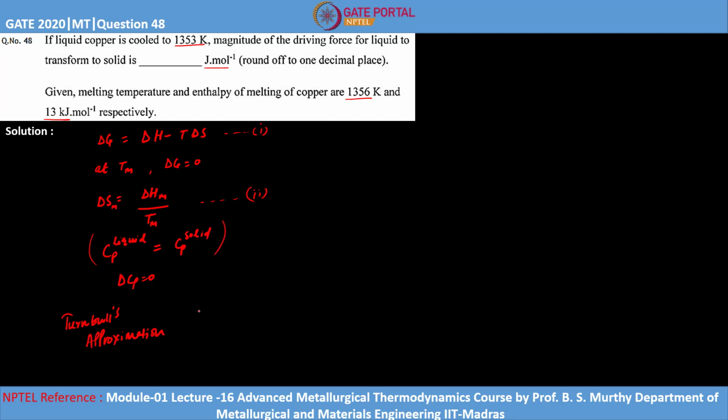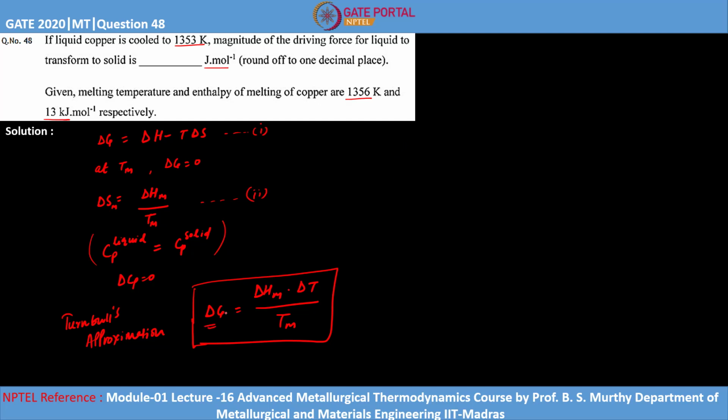So we get a relation which says delta G value, which is nothing but the driving force, will be equal to delta Hm times delta T, which is the degree of undercooling, upon melting point. This relation is known as Turnbull approximation, which will give you the value of driving force for this liquid to solid transformation with a given undercooling, right? So with this relation we will solve this problem.